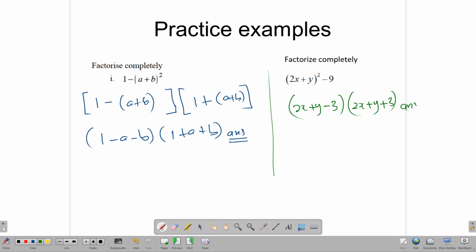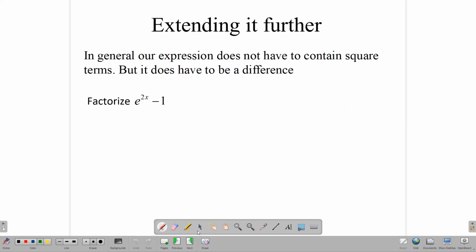And that's simply it, and we are finished. Sometimes, though, it's not so obvious again, such as this, e to the 2x minus 1. And the 2x doesn't look like a square term, but it actually is. Now, from indices, we remember that if we're multiplying e to the x times e to the x, then we actually add the powers when we have similar bases, so it becomes e to the 2x. So e to the 2x is actually a square term.